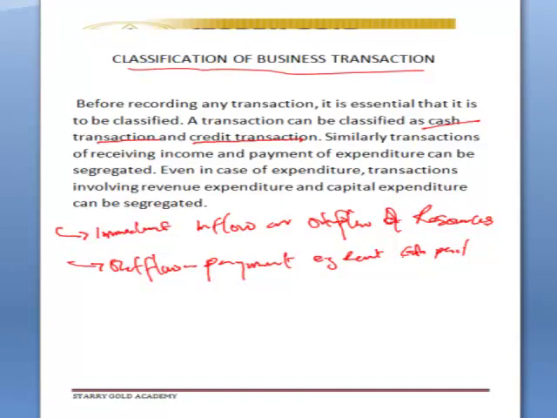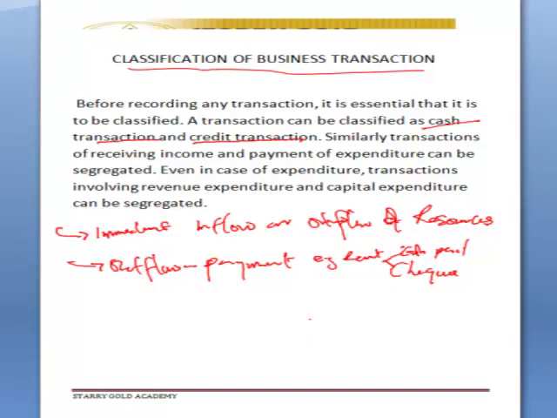Or a check is being issued. So for a cash transaction, the paramount information is that payments are being made immediately, either in the form of cash or in the form of check. Or there is an inflow, where receipt is being earned in the form of cash or in the form of check. Such a transaction is referred to as a cash transaction.